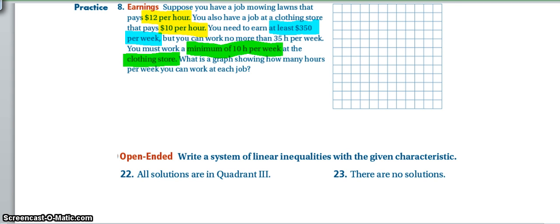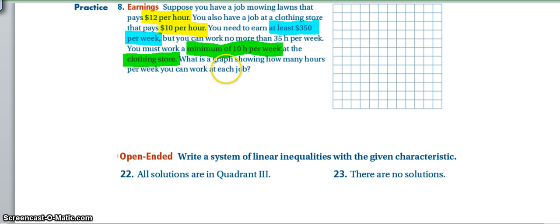So it doesn't matter how many hours you have mowing lawns apparently, but you have to work at the clothing store 10 hours or more. Probably they'll fire you if you work any less. So pause the video and try to draw this graph. What you want to think about is the minimum of 10 hours per week at the clothing store. That will be either a horizontal or vertical line.